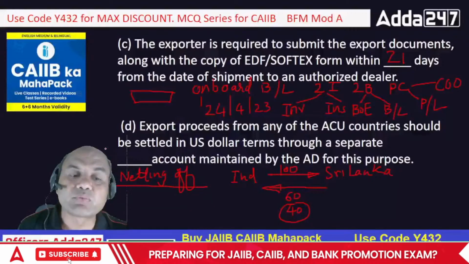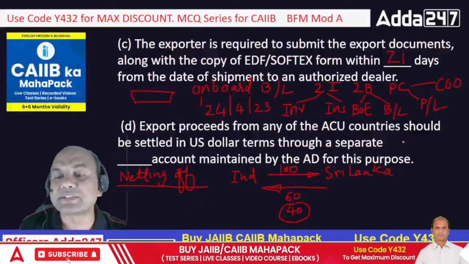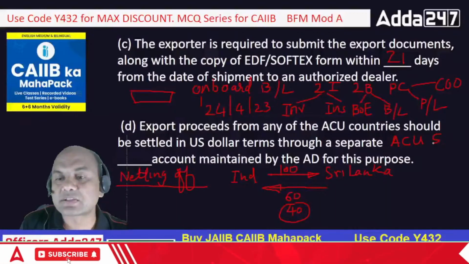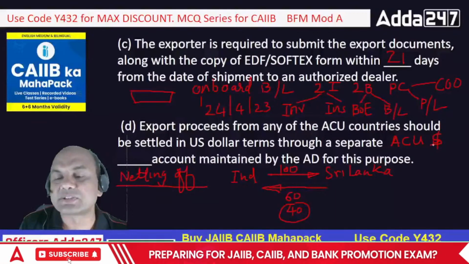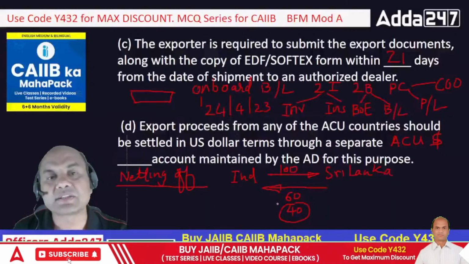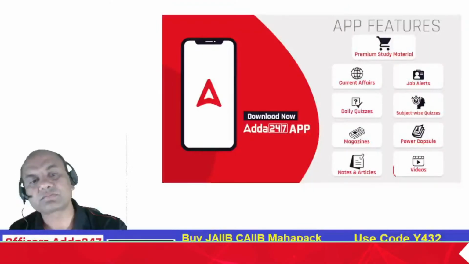But this is done through which account? This is known as ACU dollars. ACU dollars account. This is a separate account. So ACU dollar means netting off. It is called a netting off transaction.